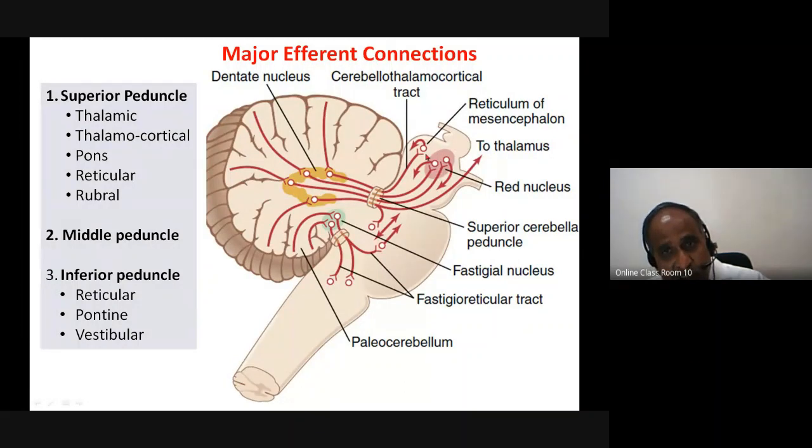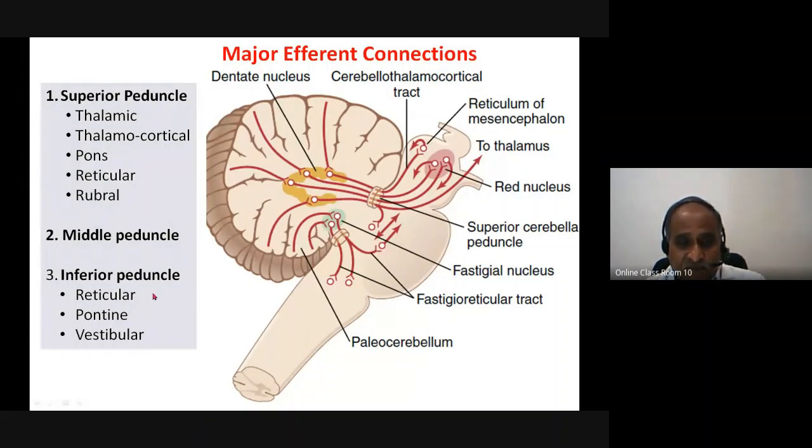In addition, it will give connections or efferent connections to the red nucleus. This is the red nucleus, and that is the cerebello-rubral connections. This is to the red nucleus. So from the middle peduncle, there are no separate outputs. Outputs are not going through the middle peduncle.